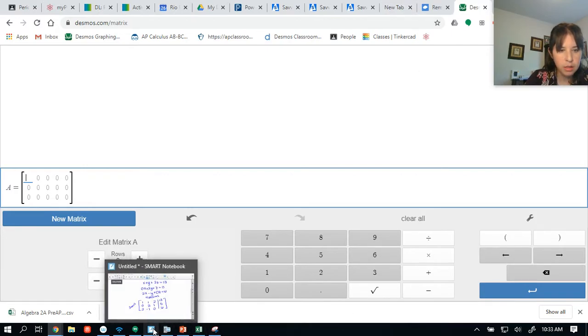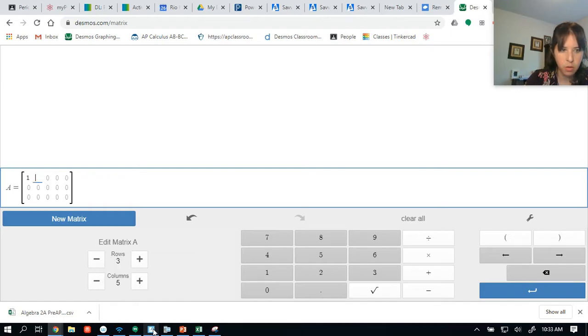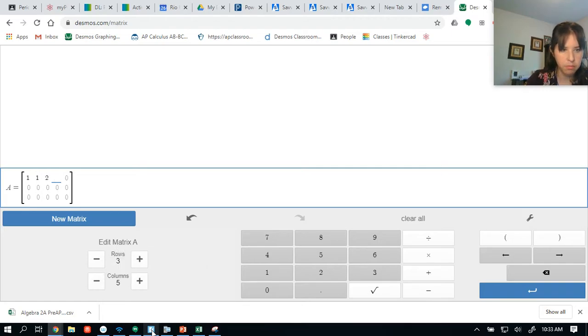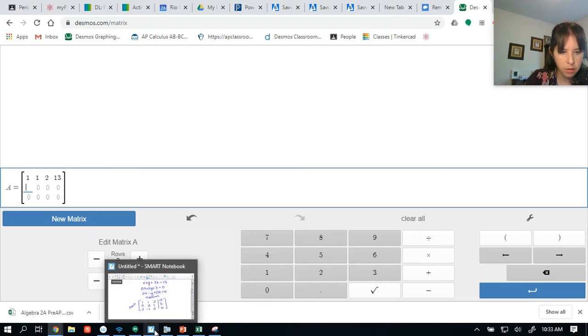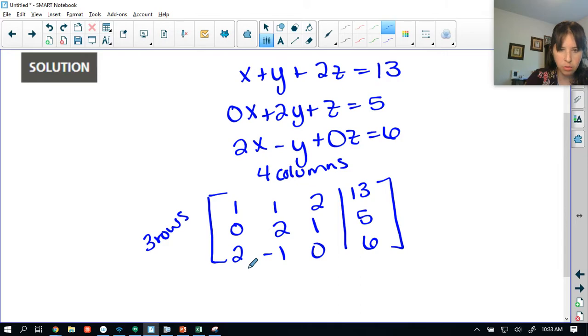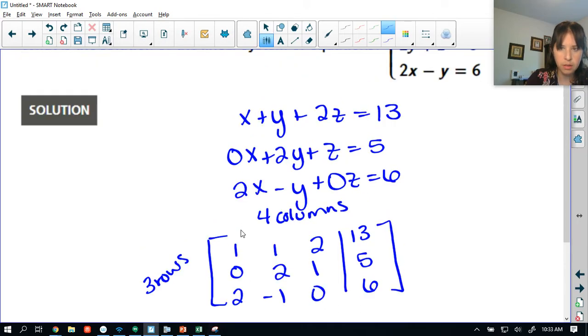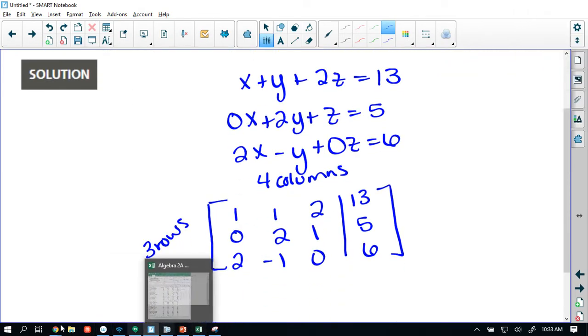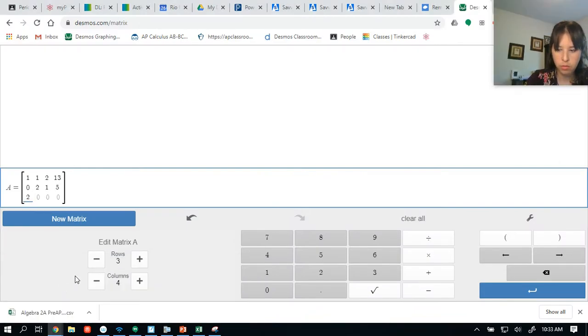All right, so looking at this, we are 1, 1, 2, and 13. Sorry, I went 5 columns. 13. So then the next row is going to be 0, 2, 1, 5. The last row is 2, negative 1, 0, and 6. Sorry, I was just making sure that my signs were right. 2, negative 1, 0, and 6.